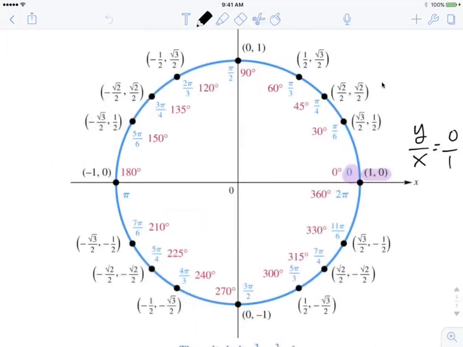I have it highlighted. The angle is 0. The point is 1 comma 0. So I'm thinking y over x right here, right? And the y is 0, the x is 1, so that will be 0 over 1, which is equal to 0. So the tangent of 0 is 0.